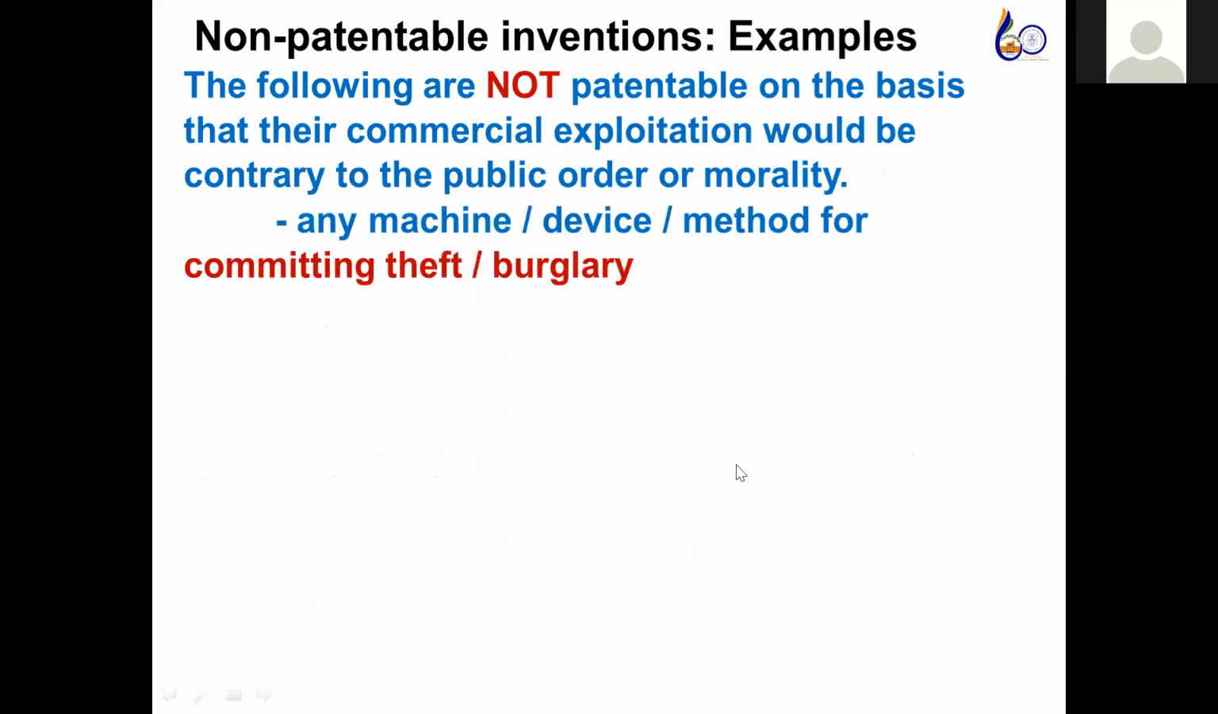Like if you say that you have made a machine or a device for committing theft, burglary, dacoity, it may have novelty, it may have an inventive step, and even if you put it on Google, somebody will purchase it. All thieves will purchase this one, but it cannot be given a patent. Okay, so that is for sure. If you made a machine for committing dacoity, or a machine for suicide, that will not work.